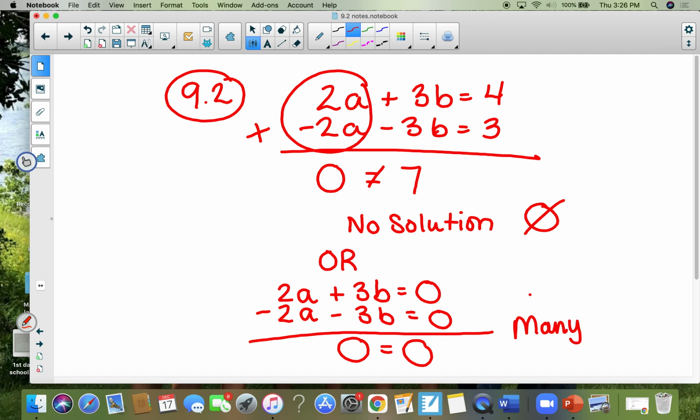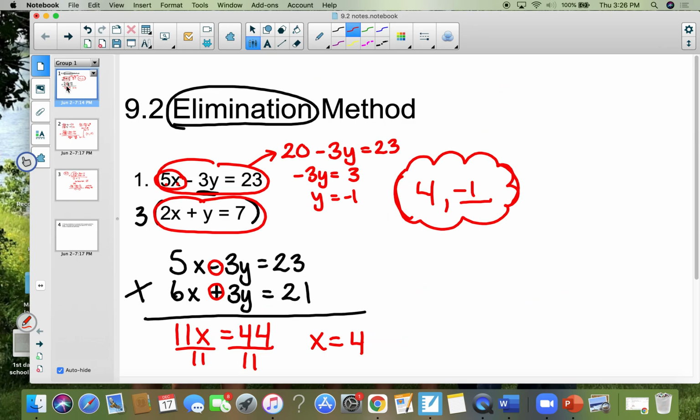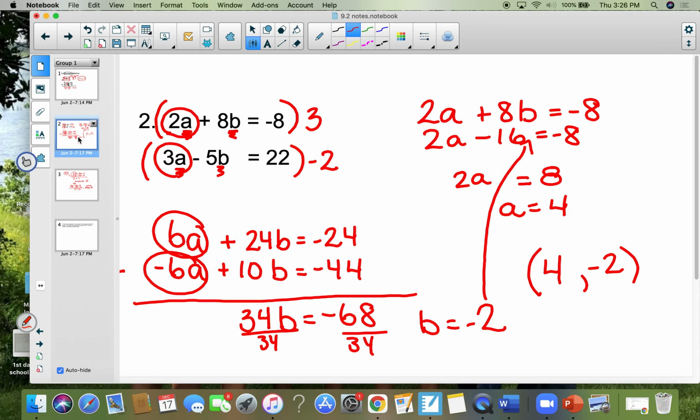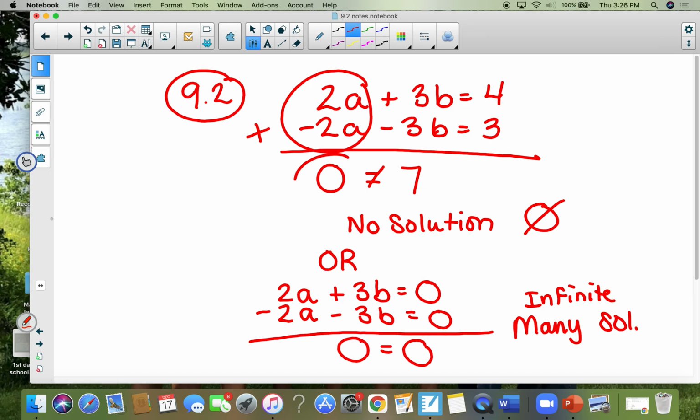I think the book says infinite. If you want to say many, you can say many infinite solutions. So those are the 3 types of scenarios of problems. You're either going to get an answer like 4, negative 1, or an answer like 4, negative 2, or whatever the answer is. Or you could have a no solution. That's if your variables cancel out and you get a false statement. Or you can have a many solutions if your a's and your b's cancel out and it's a true statement.